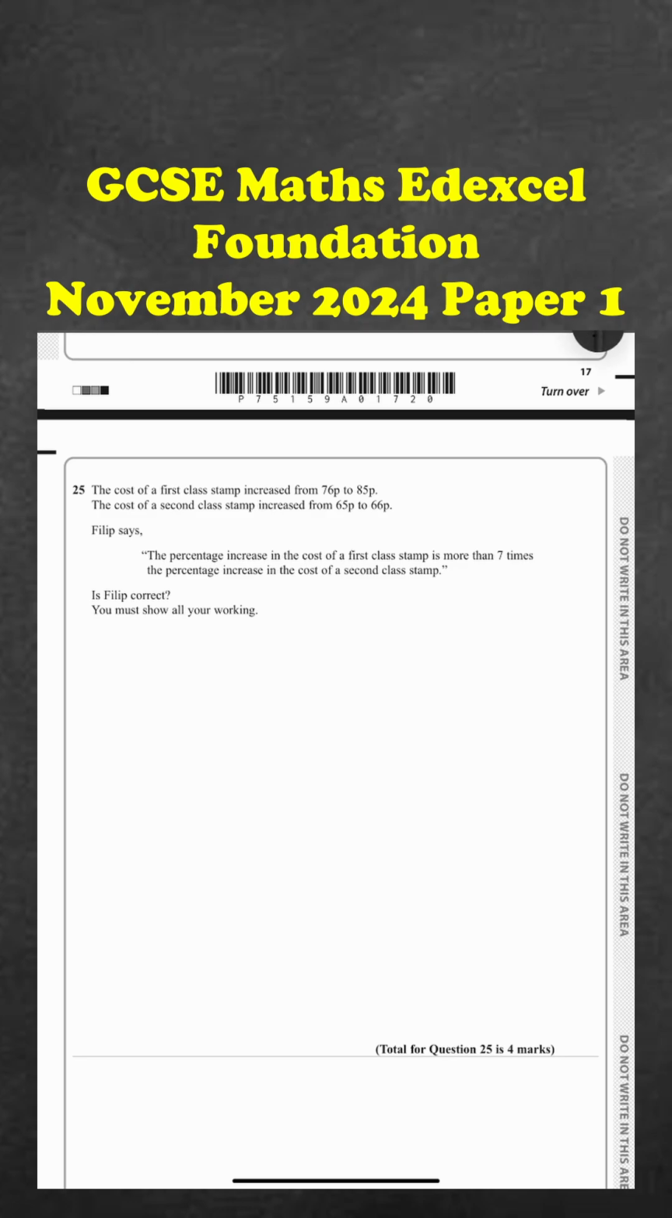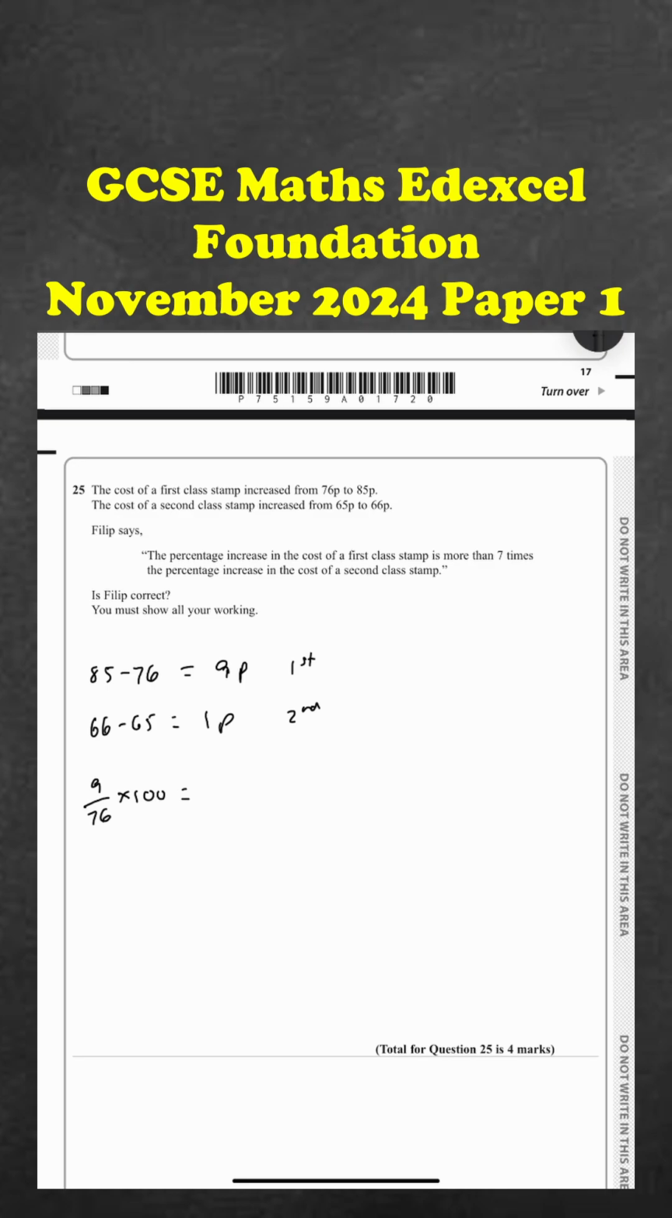So what we'll do here is we're going to say that 85 minus 76 is 9p, increase on a first class stamp. 66 minus 65 is going to be 1p, increase on a second class stamp. So 9 out of 76 times 100 is going to be the percentage increase of the first class stamp.